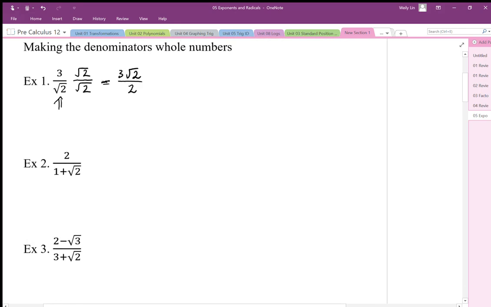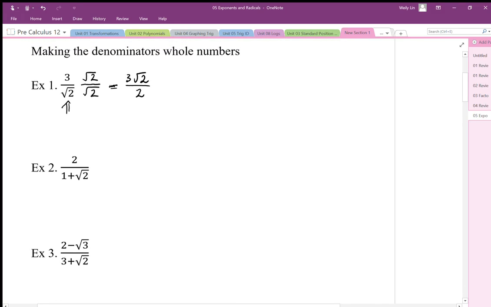In fact, this one, especially dealing with these binomial denominators, is very important because you need to know how to deal with these binomial denominators. So to get rid of a binomial denominator like this, I need to multiply by something called the conjugate. Okay, so if it's 1 plus root 2, we use the 1 minus root 2 form.